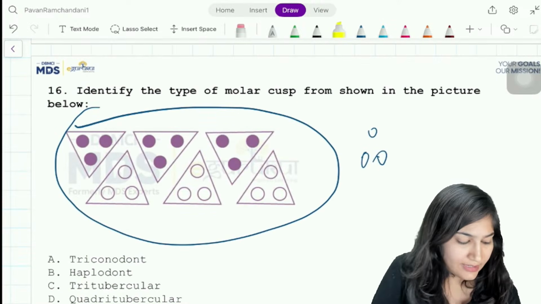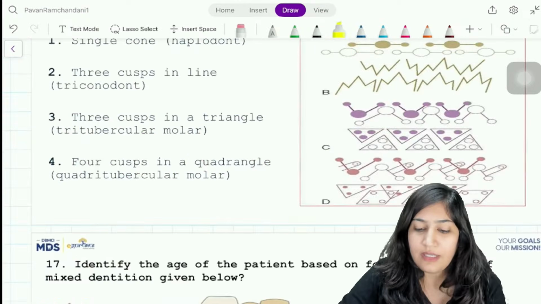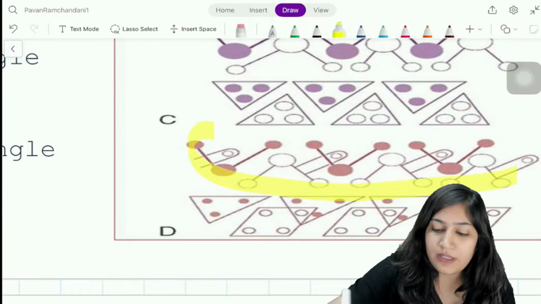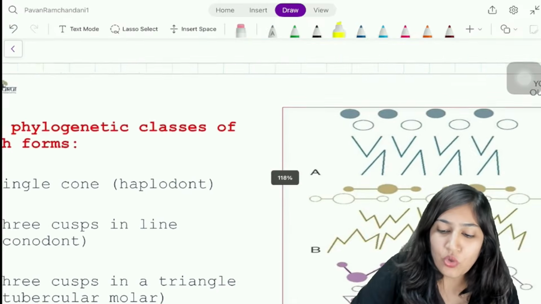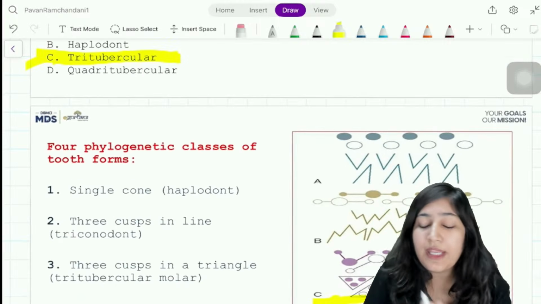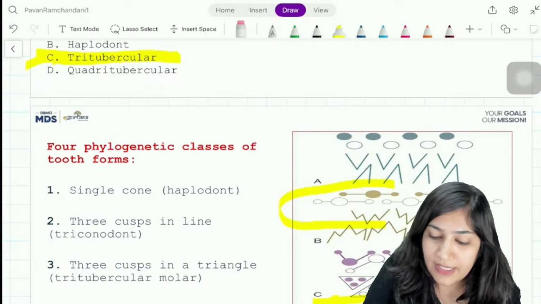Tritubercular is the correct answer here. Yes. Here we can see 3 cusps. So this is tritubercular. Triconodont is what? 3 cusps in a line. Here you can see.